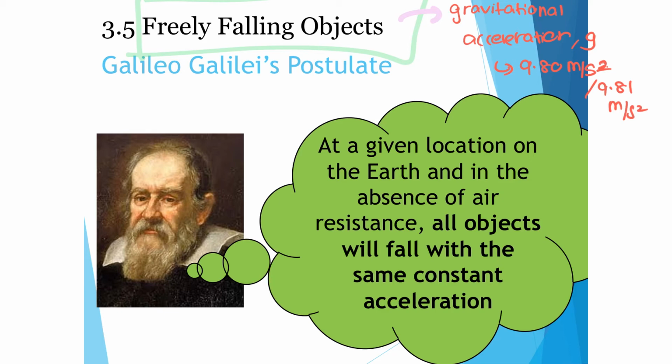Okay, and then the thing that you need to understand here also is that at a given location on Earth, for all the objects here, we are going to assume there's no air resistance. If there is air resistance, definitely the calculation is going to be tricky, going to be harder. But here we assume that there's no air resistance, which means that the objects all fall with the same constant acceleration. That's the reason why we can actually use the 4 formulas that we derived before.